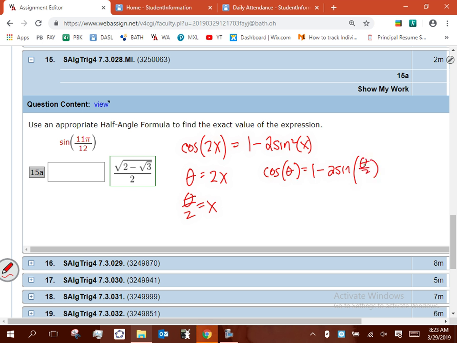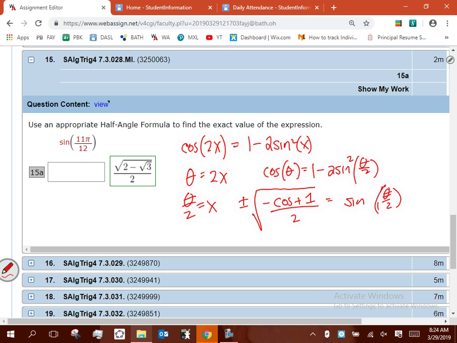And now what am I going to solve for? Sine of theta over 2, right? That's what we want, the sine of that half angle. So I subtract 1. This is squared, so it gives me negative 2 sine squared theta over 2. Divide by negative 2. It's going to change those signs, so it gives me that. Then I square root both sides, right? So it gives me sine of theta over 2 is equal to plus or minus the square root of the opposite of cosine plus 1 over 2.